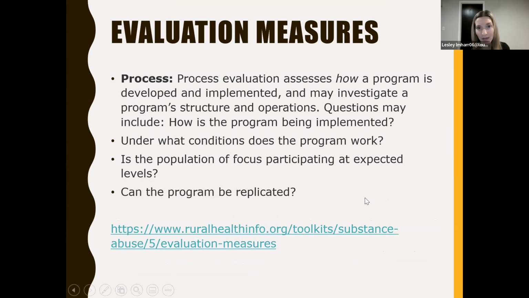They choose to do outcome evaluation, but process evaluation assesses how a program is developed and implemented. And it may evaluate a program structure and operations. So questions may include, how was the program being implemented? An example of this would be, let's say you are developing a new onboarding program and there are training modules. So you want to really understand in what conditions the program works.